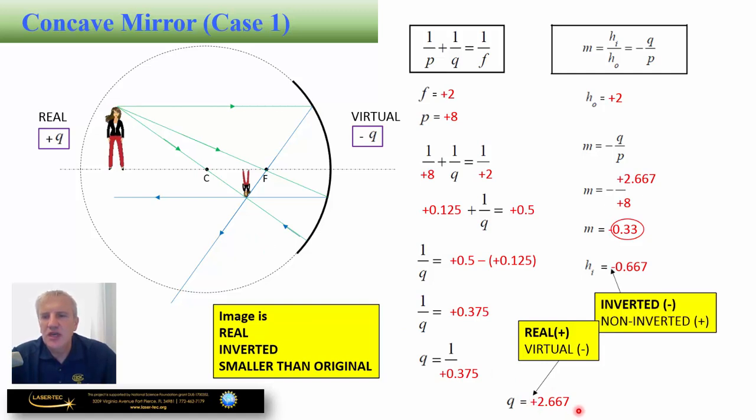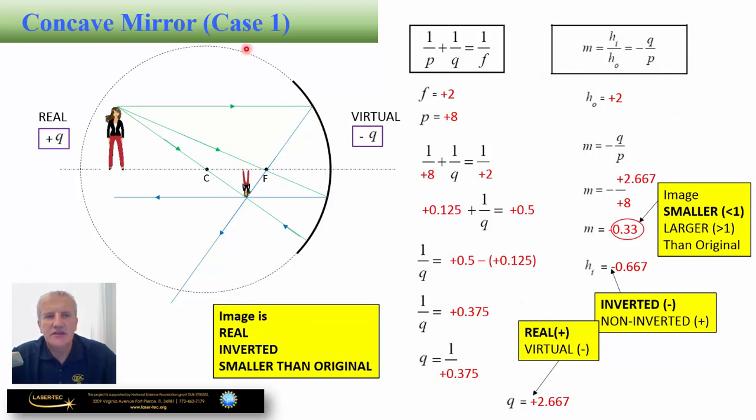And then if you look at the magnification, you can see that the magnification is negative, which means that the image is inverted. It's positioned on the opposite side relative to the optical axis, which also is a confirmation of our solution through the ray tracing method. And then finally, you can also see that the magnification is less than 1, which means that the mirror image is smaller than the original. So those are important conclusions that you can draw from both the analytical approach as well as the graphical method that's shown on the left-hand side of this slide.